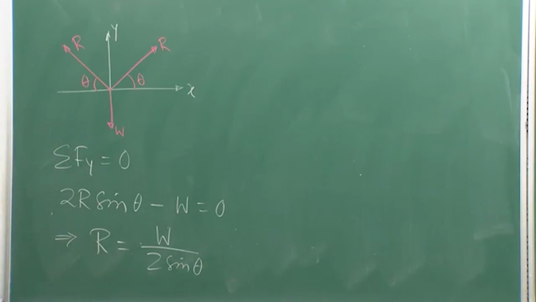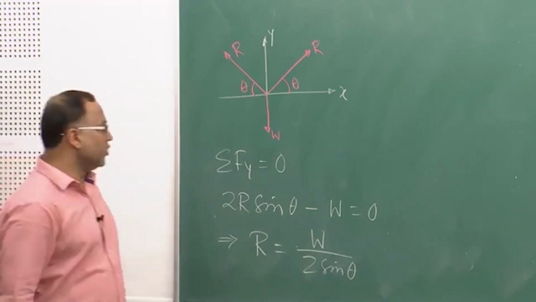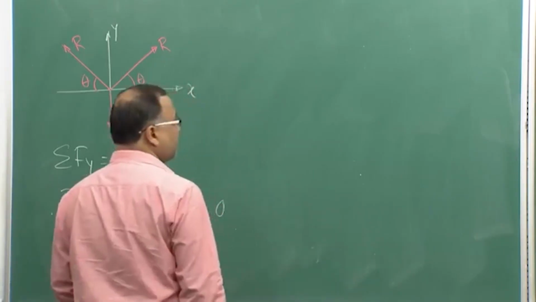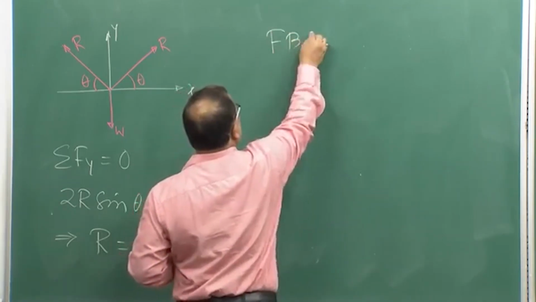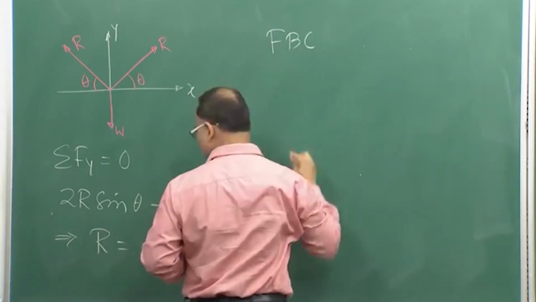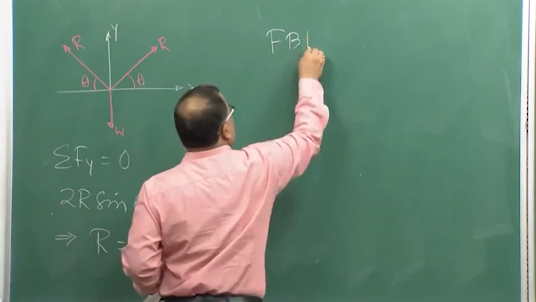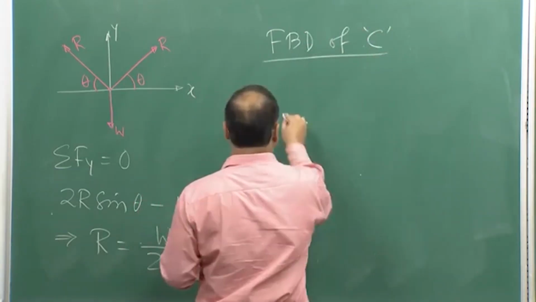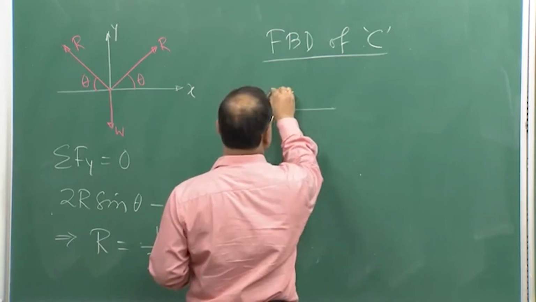Okay. So, the reaction force can be expressed in terms of the weight of the cylinder. Now, we will consider the free body diagram of cylinder B and cylinder C. So, first we will consider the free body diagram of C. Say this is the tabletop and your cylinder C is here.